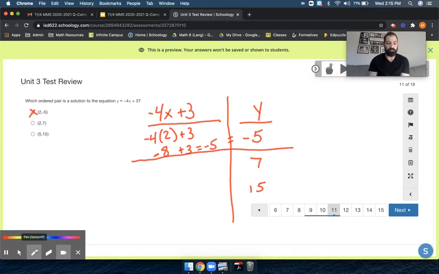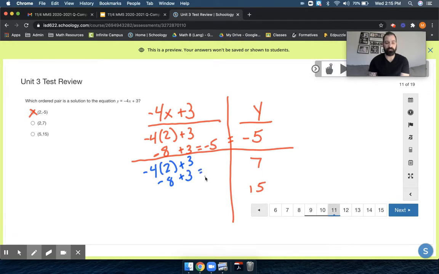Second one, let's change my color for the second one. -4 times 2 plus 3, which is -8 plus 3, which equals -5. And that are not the same thing. -5 does not equal 7. Doesn't work. So this would not be an option.